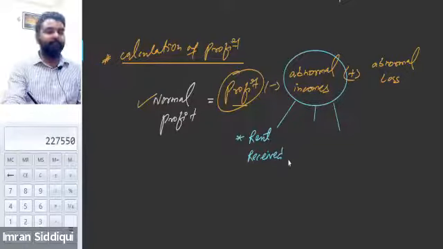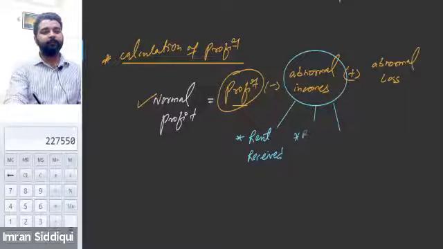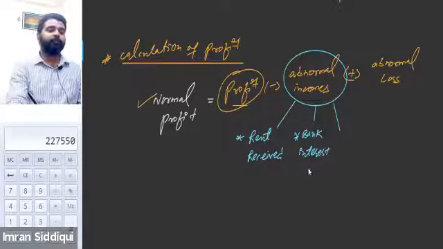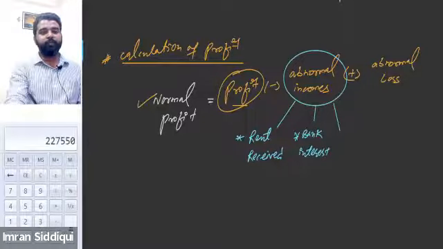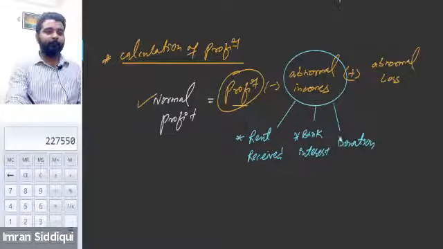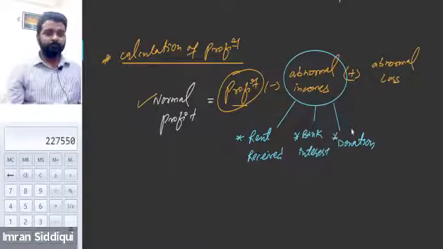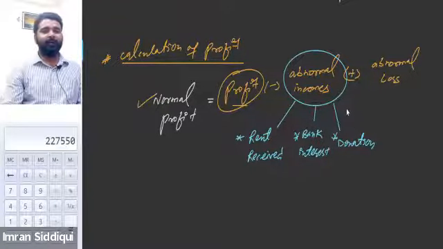Other than rent, we have the bank interest as well. If the bank is giving you interest on your deposit, this is also not your main source of income, therefore abnormal income. Similarly, donation: if you are receiving donation from some entity, donation is also considered as abnormal income. So these are a few examples of abnormal incomes. Other than rent, bank interest, and donation, there are various other incomes also which are considered as abnormal income.